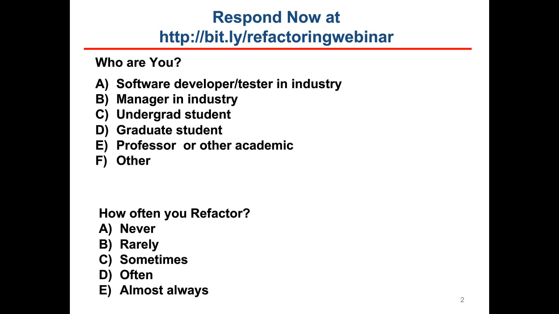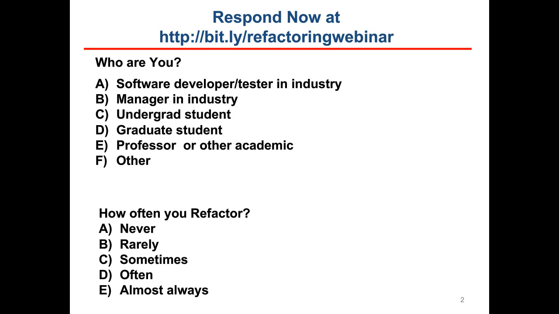First, who are you? Those are the options that I gave. And I like that a few people picked other and they say, well, I'm a continuous learner. That's the best audience. People who are students and are continuing themselves. That's the most distinguished audience. And the second question that I asked you is, how often do you refactor? Let me look at the results. Let's see what we are getting right now.